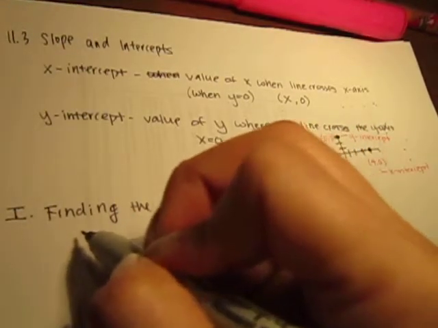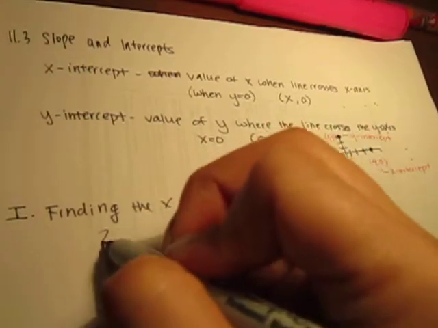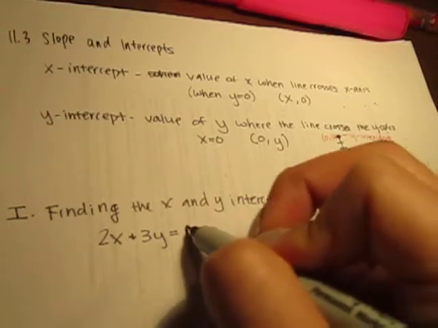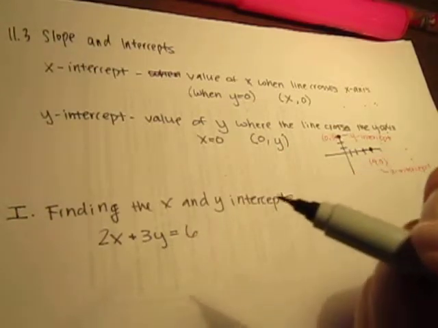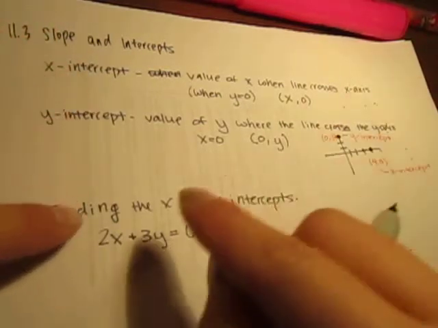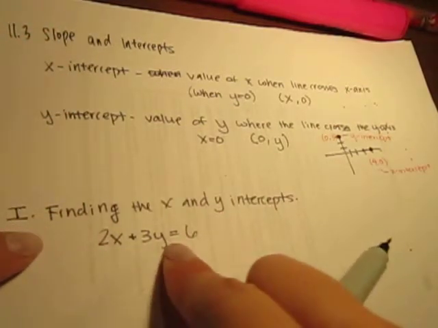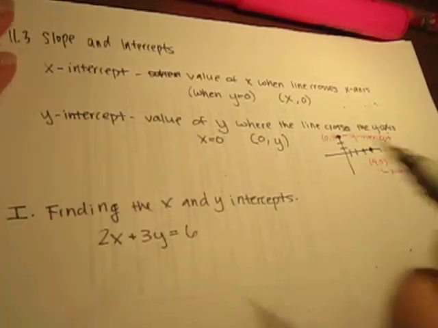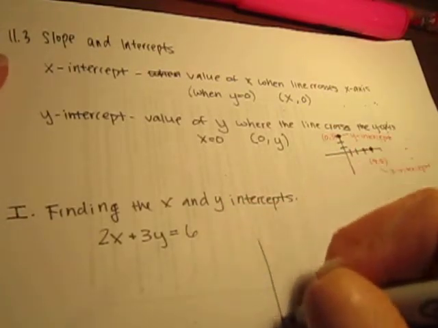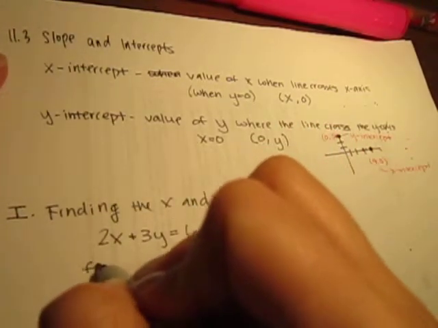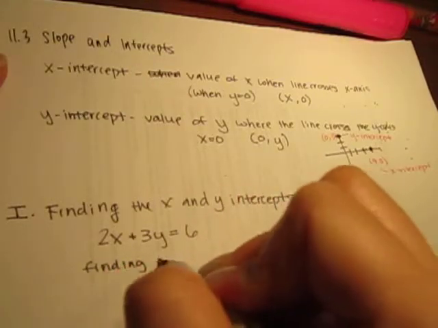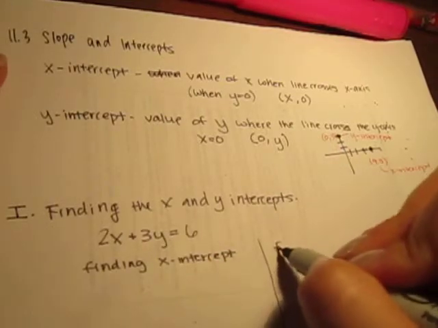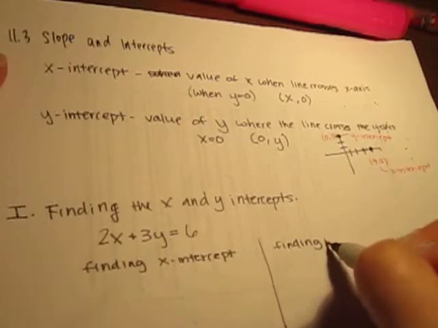So let's say, for example, we have the equation, and we've been talking a lot about linear equations. We have the equation 2x plus 3y equals 6. Remember that a linear equation means that when I find all the solutions for x and y that work for this equation, it's going to create a straight line. That's why we're calling this a linear equation. So we'll do this in two parts. This side we're going to say finding the x-intercept. And this side is finding the y-intercept.